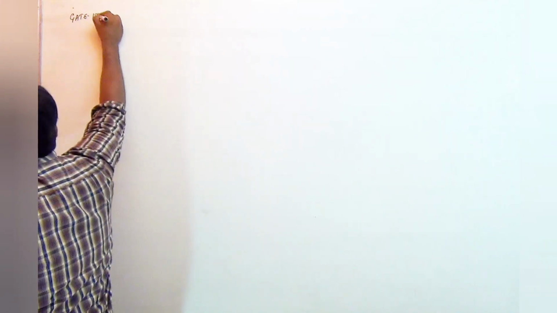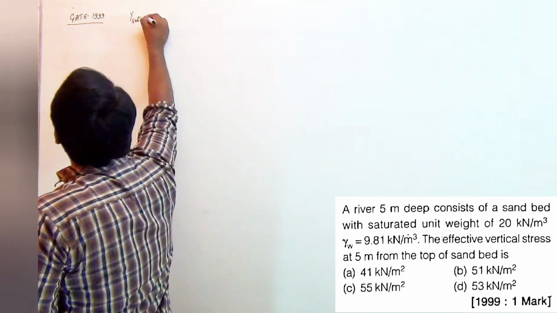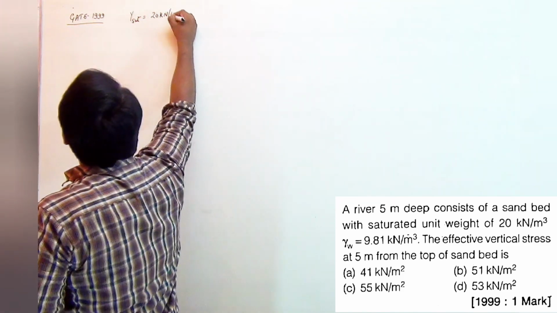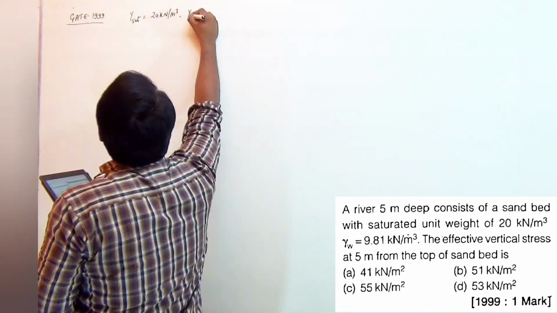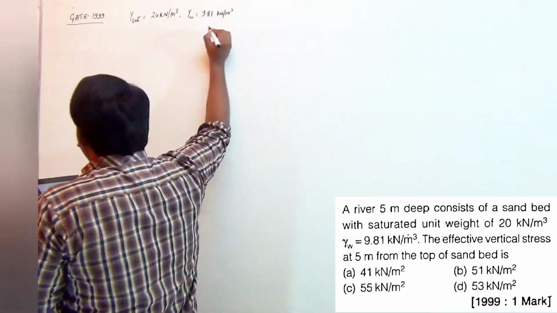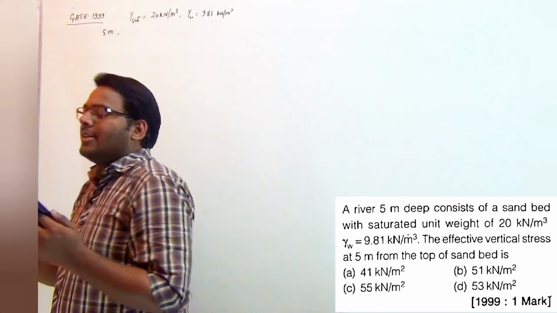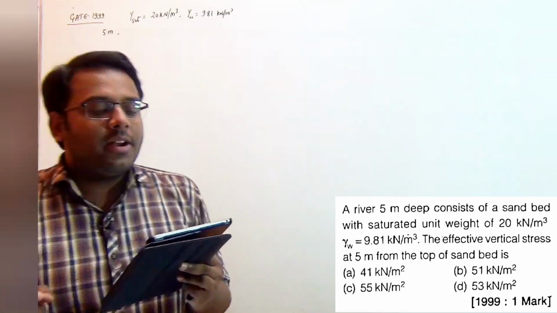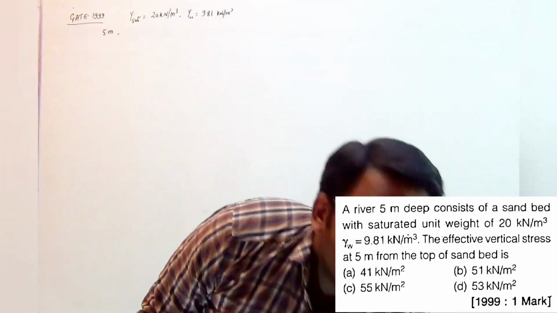This question is saying that a river 5 meter deep consists of a sand bed with saturated unit weight of 20 kilonewton per meter cube. I am writing down the given data. Gamma saturated is 20 kilonewton per meter cube, whereas gamma W is 9.81 kilonewton per meter cube. The river depth is 5 meter. And it is asking the effective vertical stress at 5 meter from the top of the sand bed. The answer is in kilonewton per meter square.